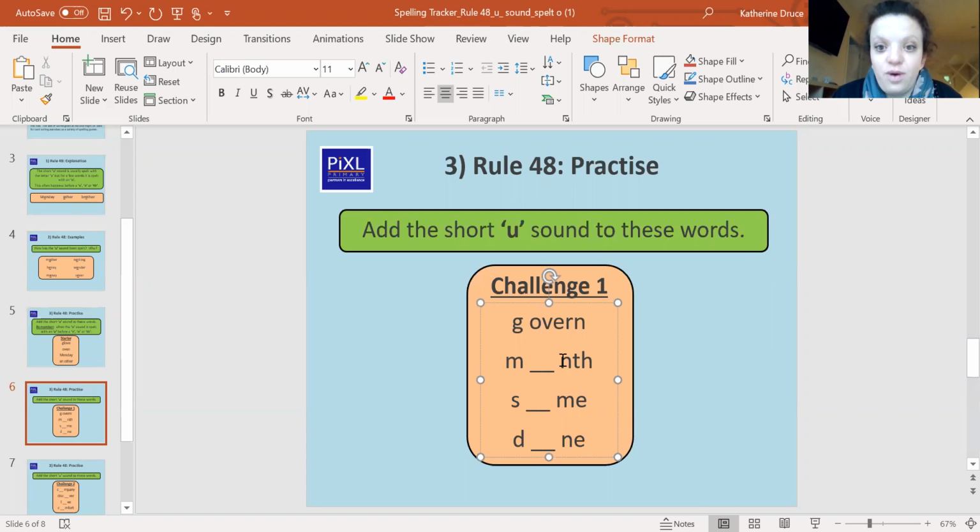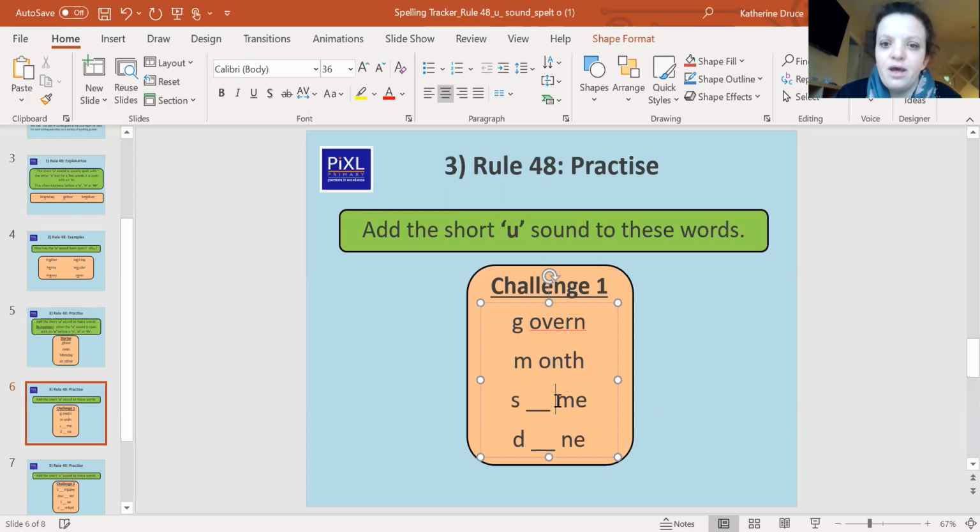Right, next one, month. Are we going to put an O or a U in there? It's before an N, so what's it going to be? 5, 4, 3, 2, 1. It's going to be an O because it's before that N.